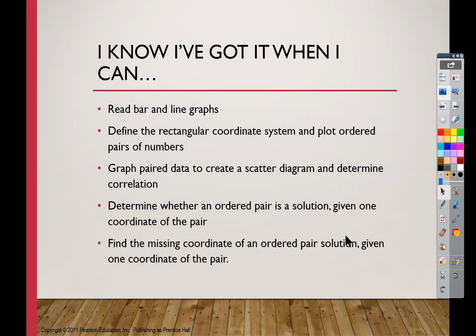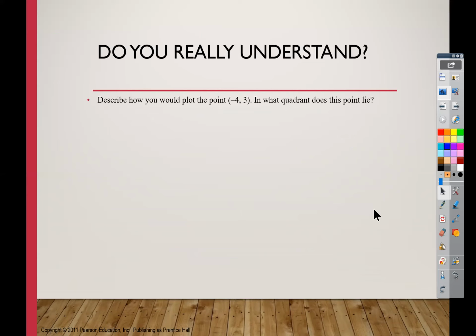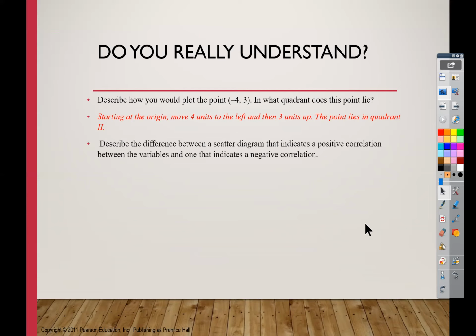So I know I've got it when I can read bar graphs and line graphs, define the rectangular coordinate system and plot ordered pairs of numbers, graph paired data to create a scatter diagram and determine correlation, determine whether an ordered pair is a solution, and given one coordinate of the pair, find the missing coordinate of an ordered pair solution. Describe how you would plot (-4, 3), and in what quadrant does the point lie? Starting at the origin, move 4 units to the left and then 3 units up. Therefore, it would lie in the second quadrant.